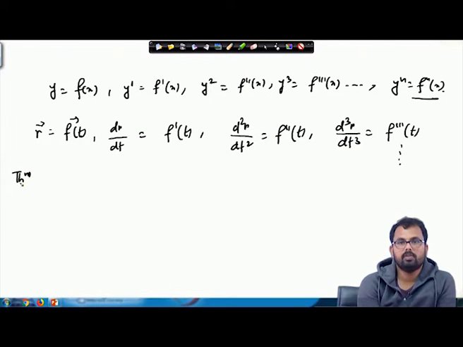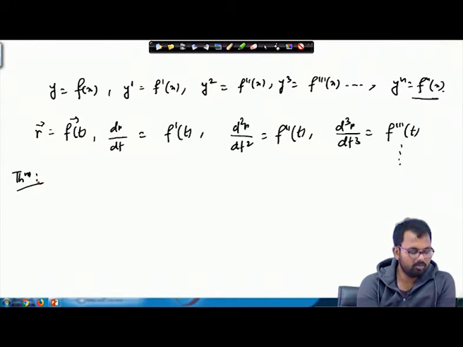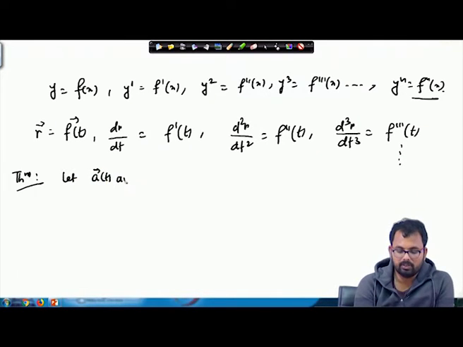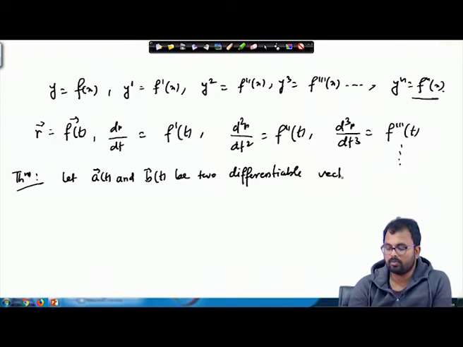Like continuity or limit rules, we also have rules for the sum, difference and product of vector functions and their derivatives. So, theorem 2 you may call. Let a of t and b of t be two differentiable vector functions.